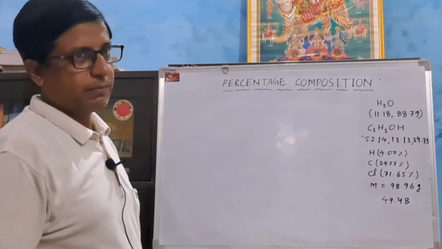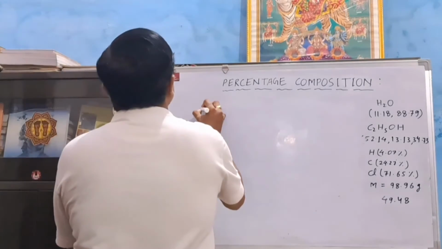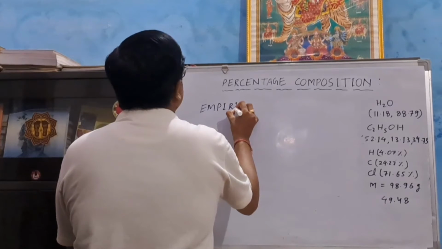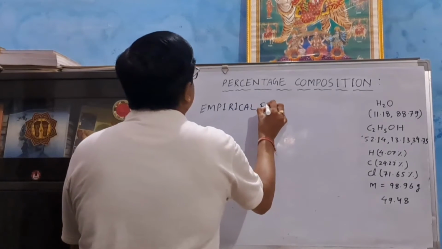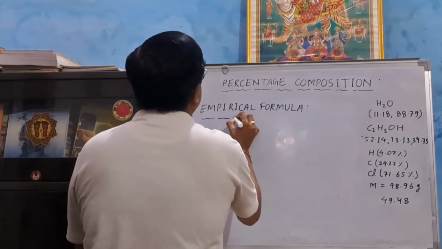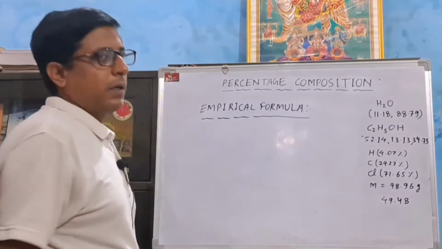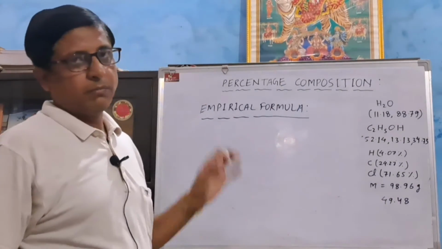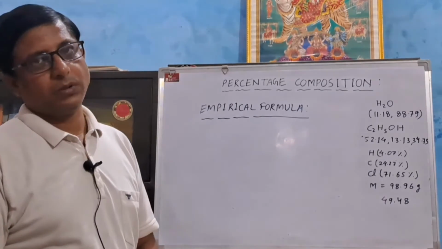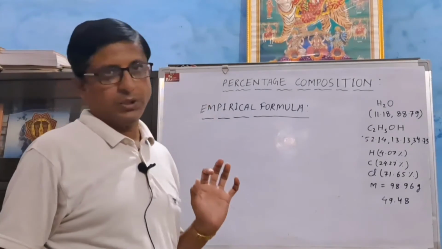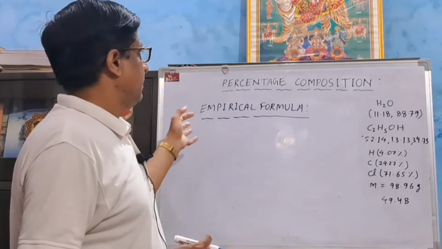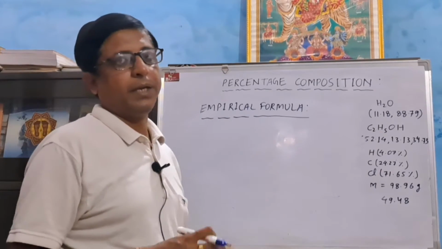First, I shall explain what is empirical formula. Empirical formula gives the simplest whole number ratio of different elements present in a compound. What is the simplest whole number ratio of different elements present in a given compound? This information is given by empirical formula.